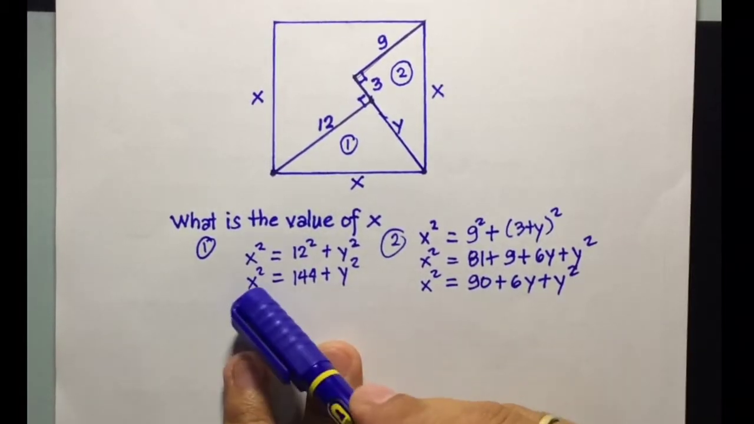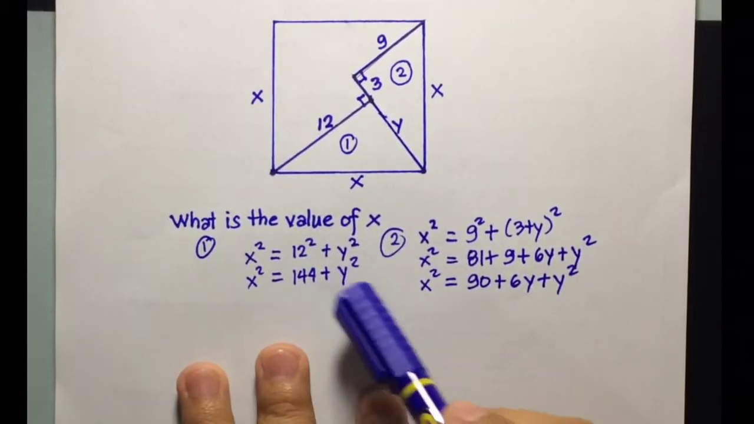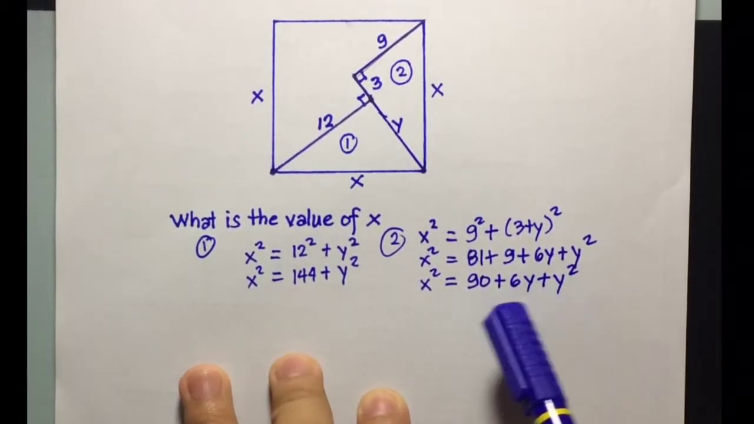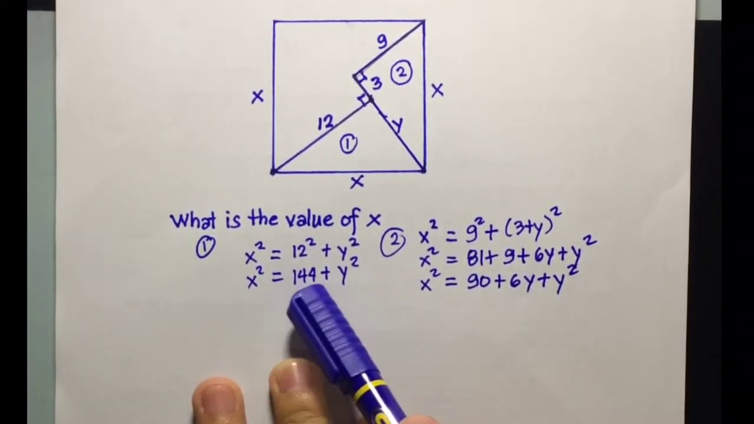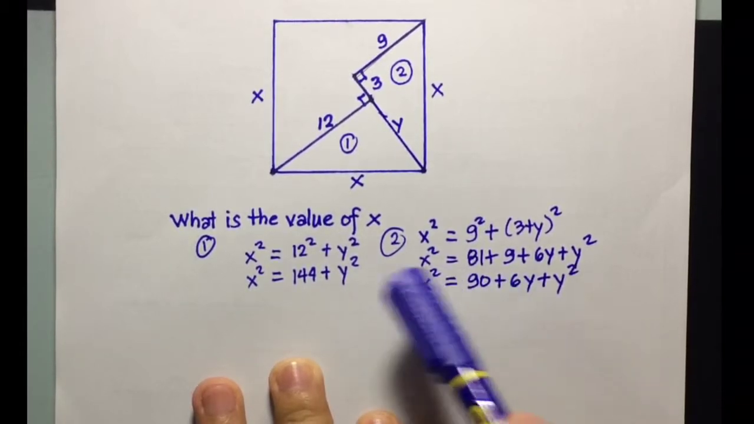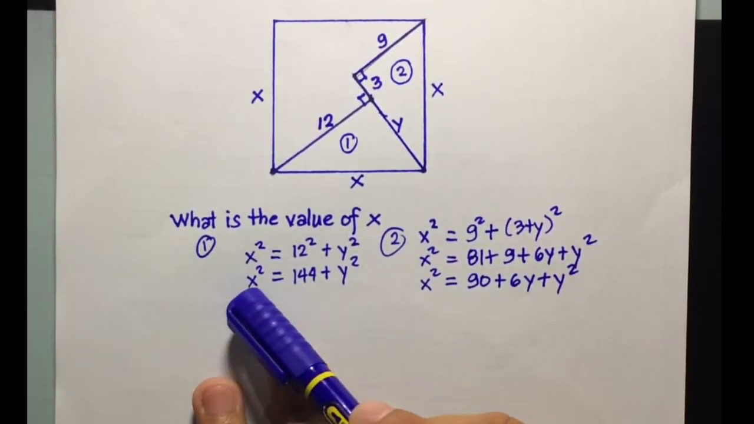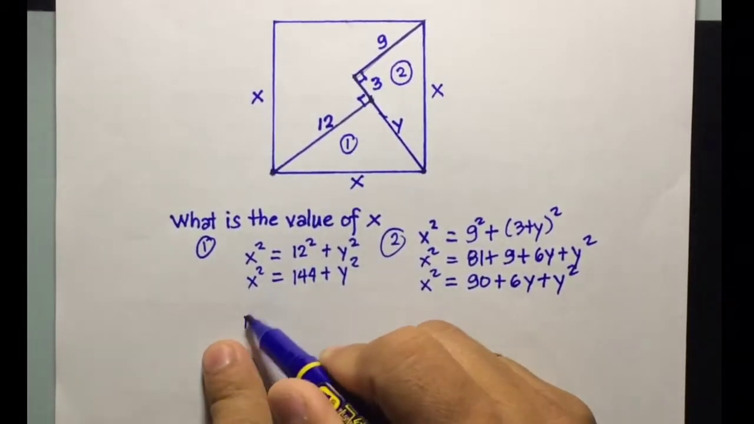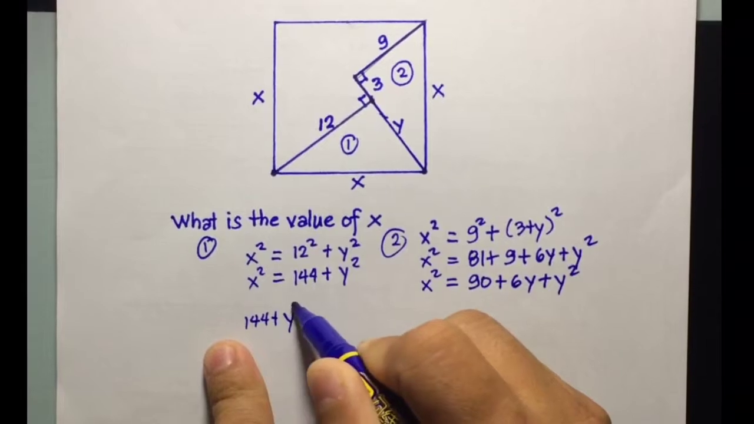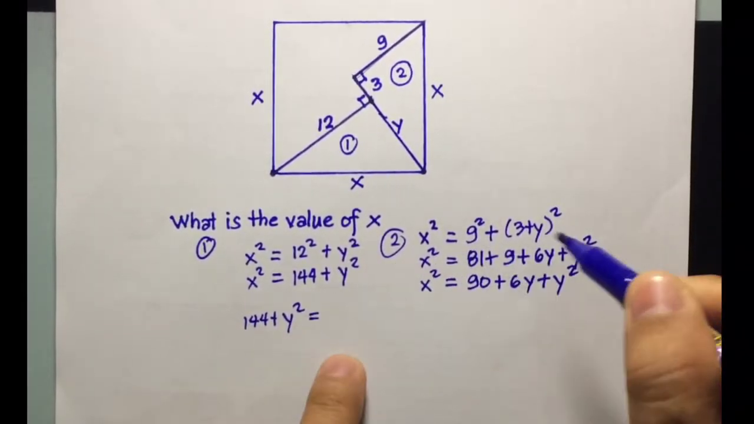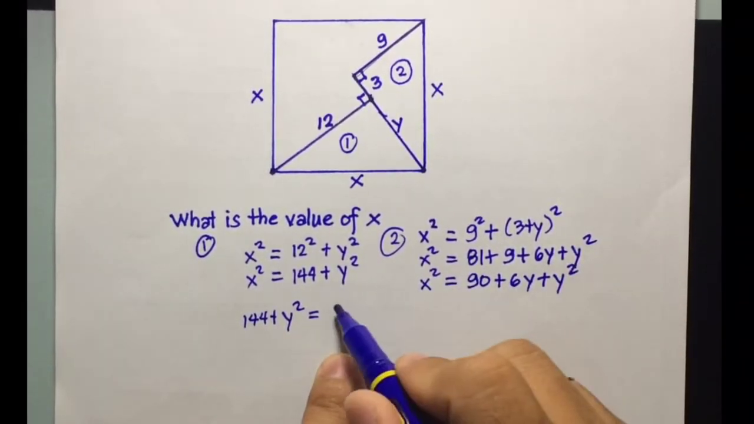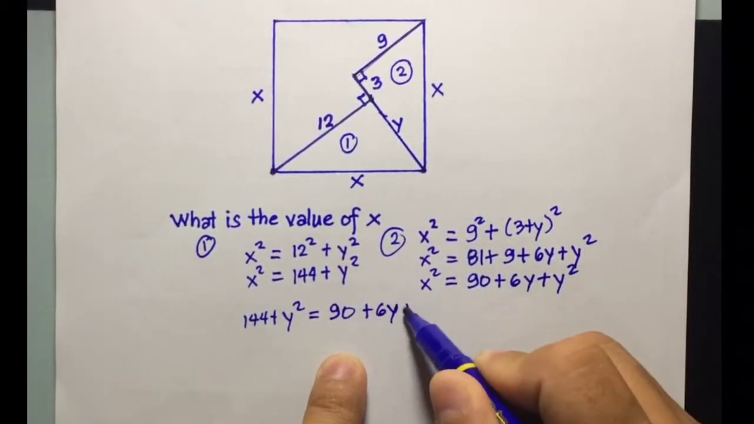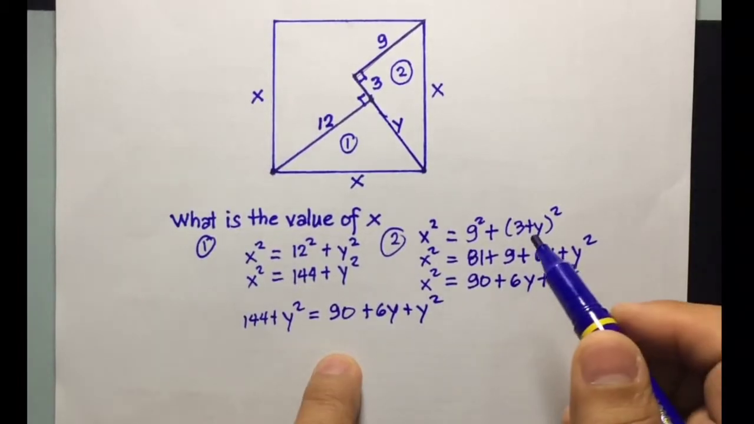So this is x squared equals 144 plus y squared, and this is x squared equals 90 plus 6y plus y squared. We can say that the right sides of the two equations are equal because they are both just x squared. So we can have 144 plus y squared equals 90 plus 6y plus y squared.